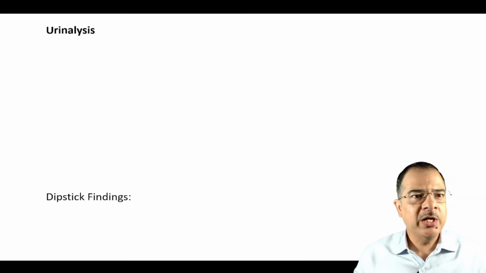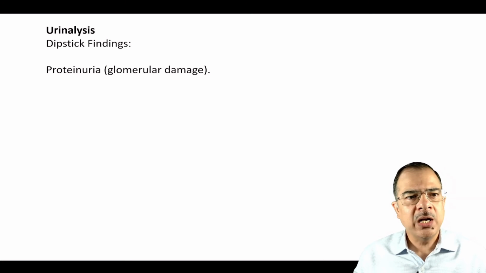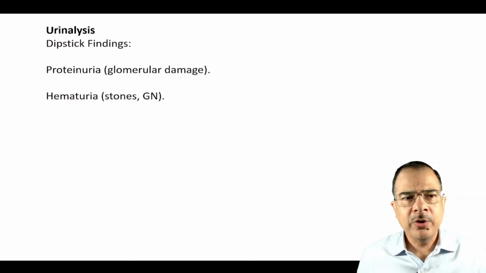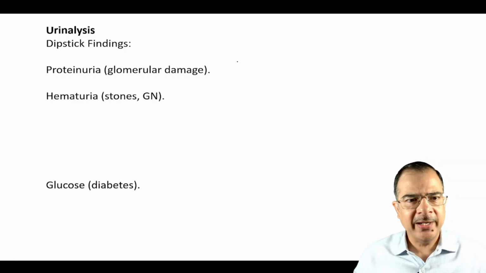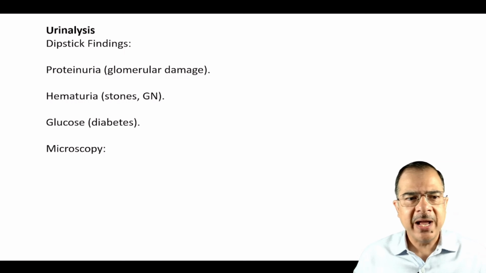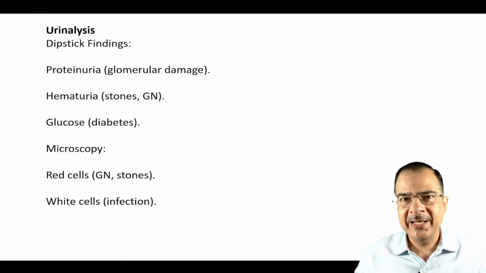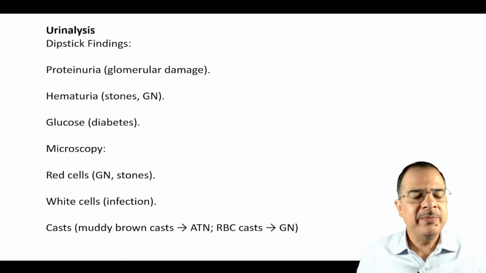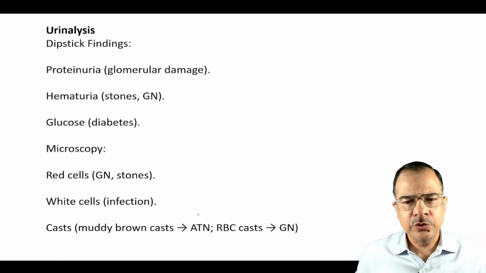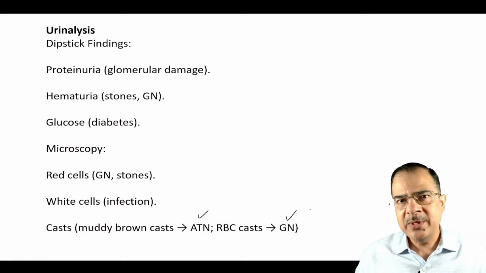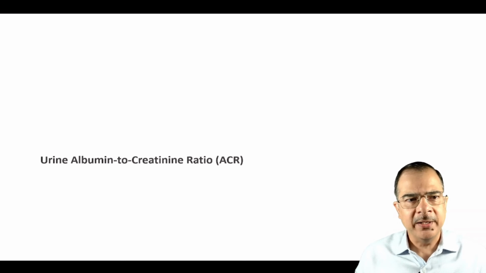Urine analysis: we look for proteinuria. Proteinuria indicates glomerular disease damage. Hematuria will be seen in glomerulonephritis or stones, and glucose in diabetes. On microscopy, red cells will be seen in glomerulonephritis or stones. White cells will be seen in infections, casts will be seen in acute tubular necrosis, and RBC casts will be seen in glomerulonephritis. So this is the importance of getting the microscopy done.